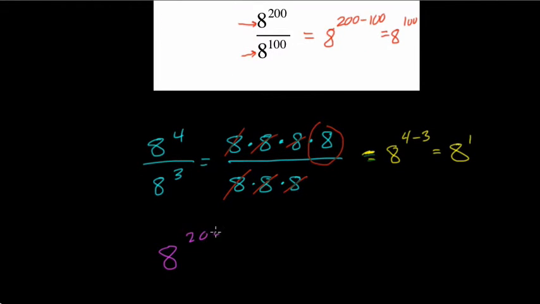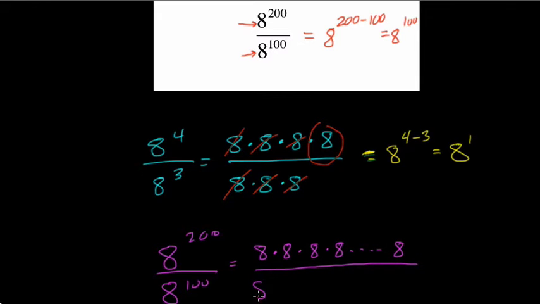It's 8 to the 200 over 8 to the 100. So that essentially means we have what? We have 200 8s that we're lining up here, and then 100 8s down here. I guess I should show there are more 8s in the numerator. Sorry, let me set it up this way.